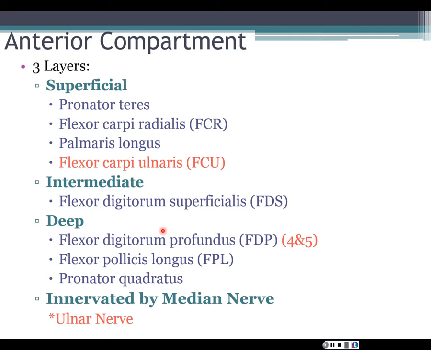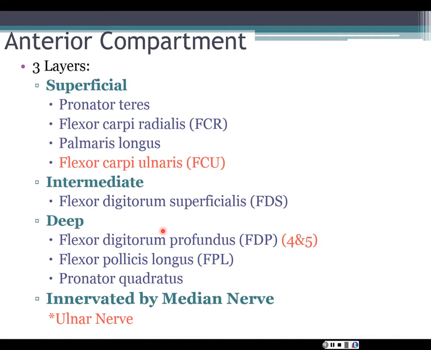Starting with this anterior compartment, I go ahead and break it down into 3 different layers. Again, there's a lot of muscles here, so if you take them group by group, it's going to make things a lot easier. Starting with the superficial layer, we have the pronator teres, the flexor carpi radialis, the palmaris longus, and the flexor carpi ulnaris.